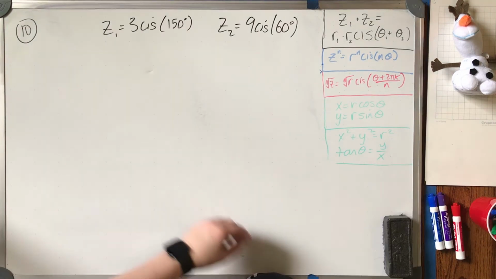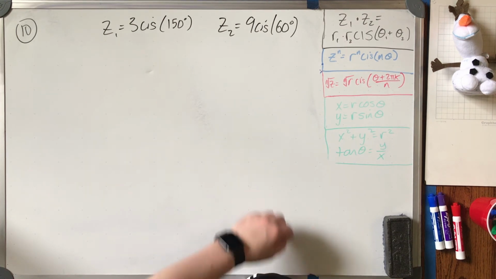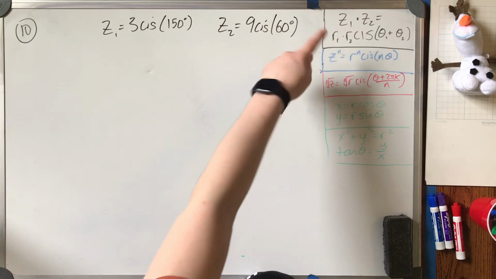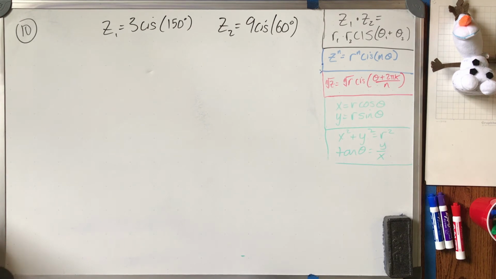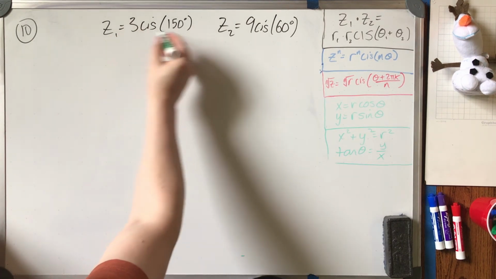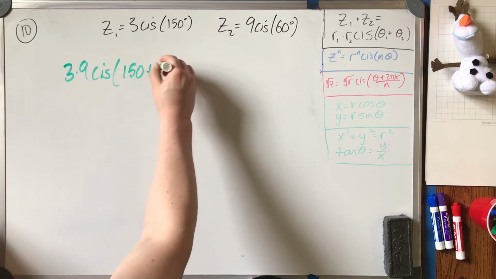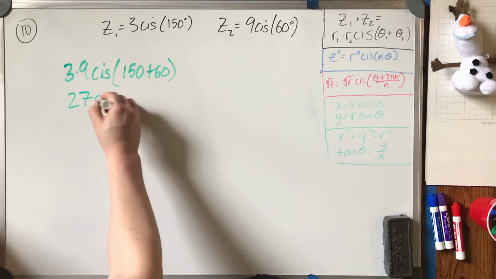Done. For 10, we're given two complex numbers written in trig form, and we're being asked to multiply and divide them. I have the multiply formula up here. Just realized I never wrote the division one, but it's the same except we divide the radiuses and subtract the angle on the inside. So if I do the multiplication, I will get 3 times 9 cis, add the angles, 150 plus 60. Now I'll just simplify this down, so I get 27 cis.